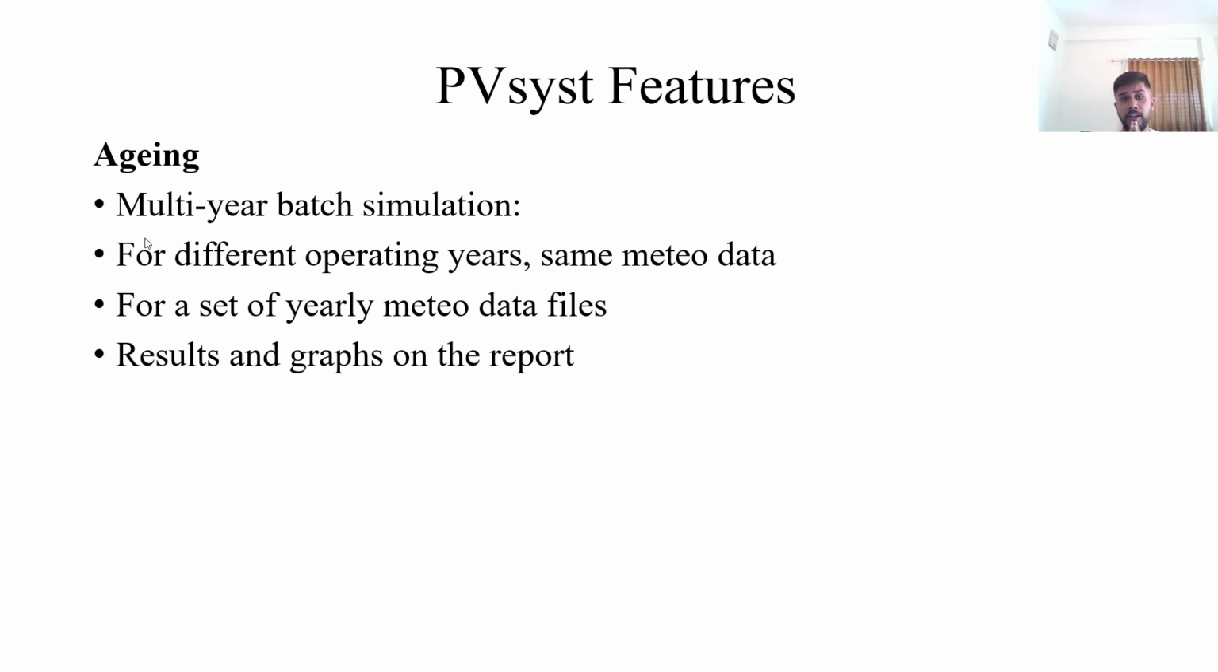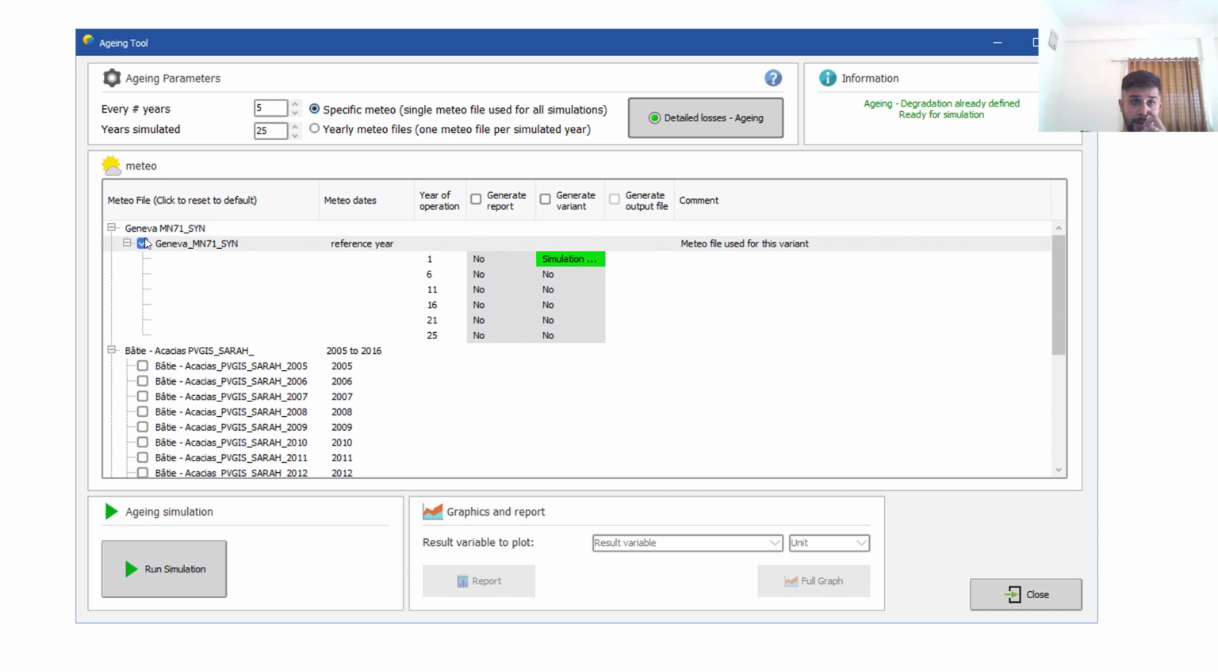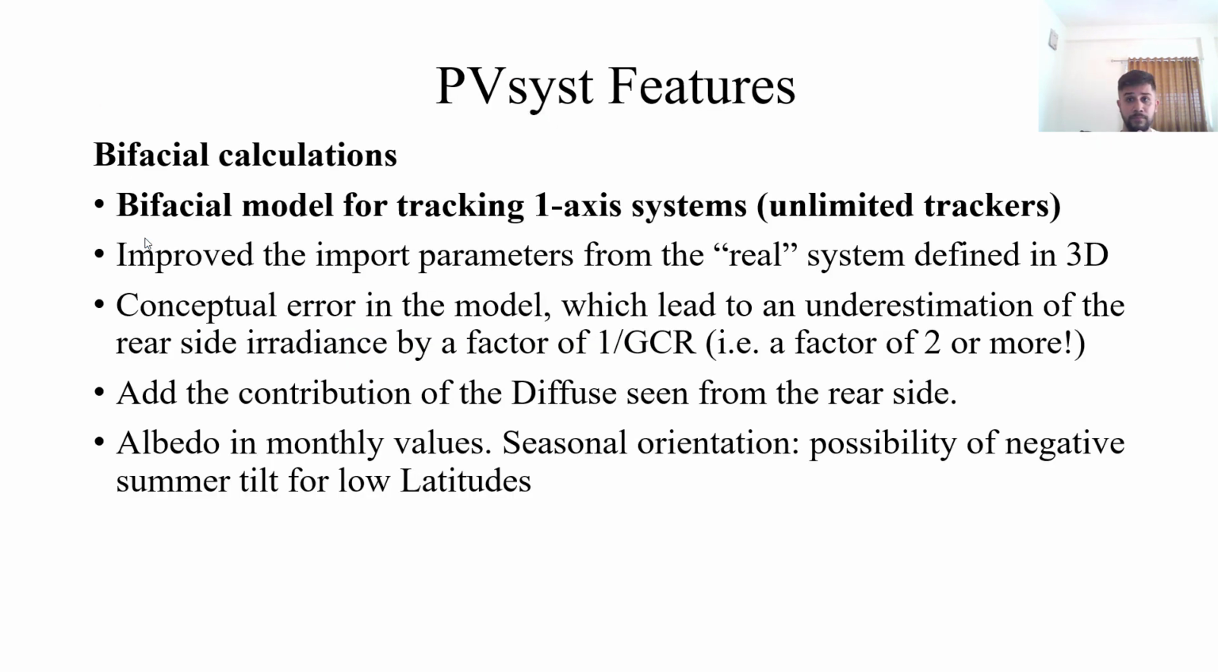Also, the aging and multi-year batch simulation is performed using this tool. For different operating years, the same meteo data is available. A set of yearly meteo data files is easily available. Results and graphical representations are available in the report. You can insert the same graph in the report as well for documentation purposes. So this is how you can use this aging tool for simulation purposes and generate the report for the same.